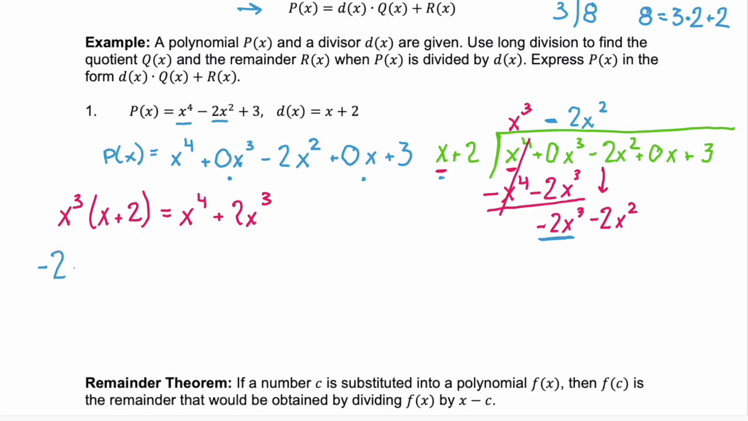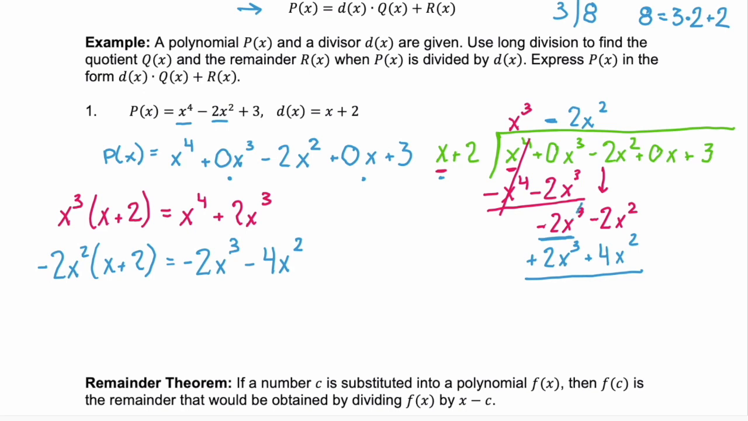Because notice, if I do negative 2x squared times x plus 2, I get negative 2x cubed, because I'm trying to get this first term to be identical so that they'll cancel out, minus 4x squared. Remember, I'm subtracting these. So if I'm subtracting a negative 2x cubed, I'm adding a 2x cubed, and I'm subtracting a negative 4x squared, I'm going to add a 4x squared. The negative 2x cubed gets canceled out. Negative 2x squared plus 4x squared is a positive 2x squared. And I bring down that 0x.